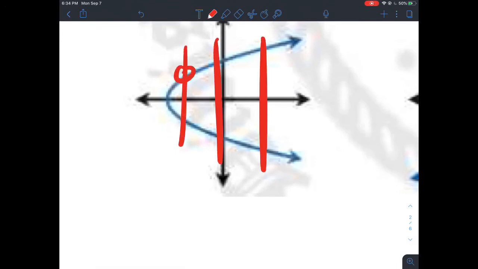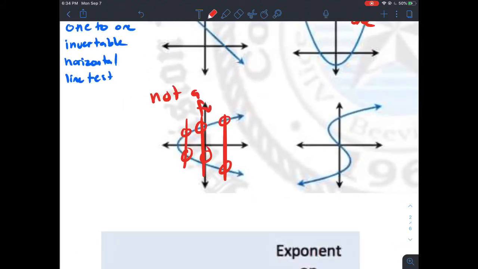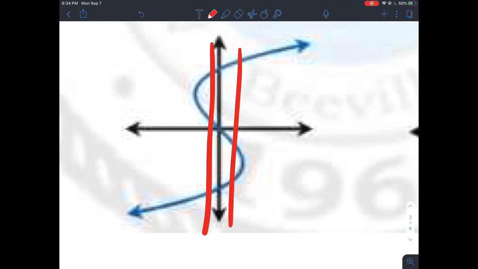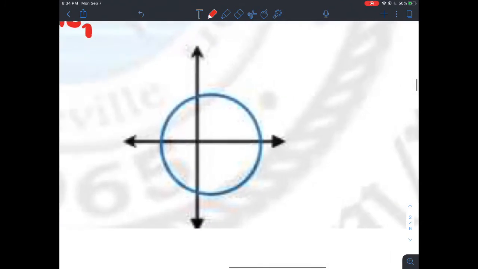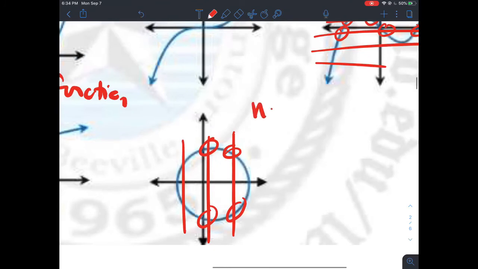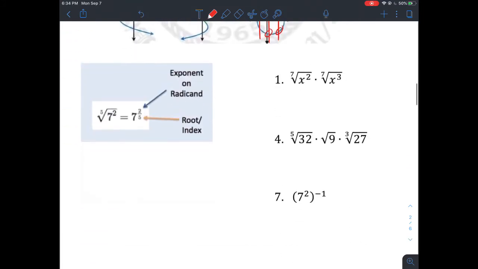All right, is this guy a function? No. It fails the vertical line test. You would just say not a function. Is this guy a function? No. Fails the vertical line test. You would just say not a function. All right, last one. Is this guy a function? Also fails the vertical line test. Not a function.